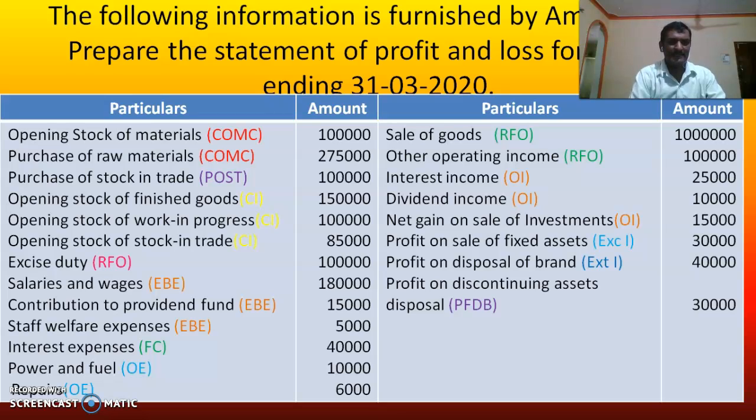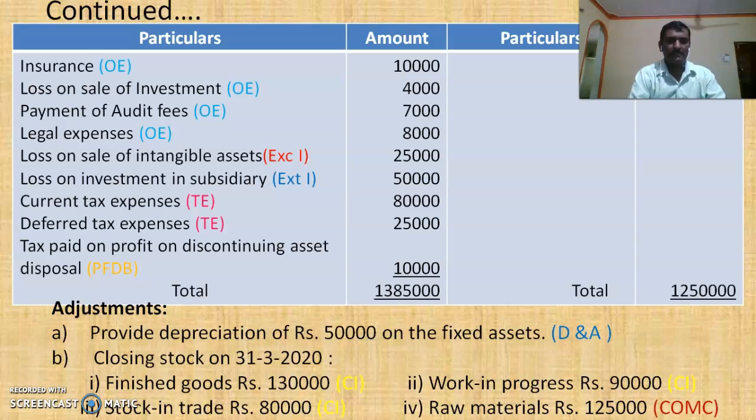And next is excise duty. It is a revenue from operations item. From revenue from operations we have to subtract this excise duty. Then next are salaries and wages, contribution to provident fund, staff welfare expenses. These are the items of employee benefit expenses. And interest expense, power and fuel, repairs, insurance, loss on sale of investments, payment of audit fees, legal expenses, these are the items of other expenses as prescribed by the Companies Act 2013.